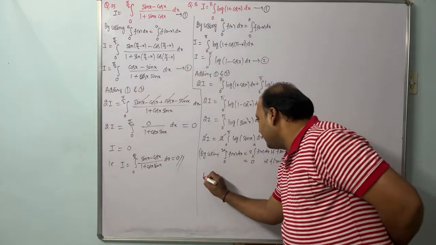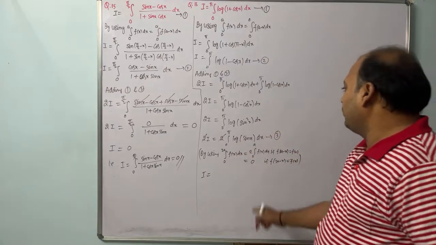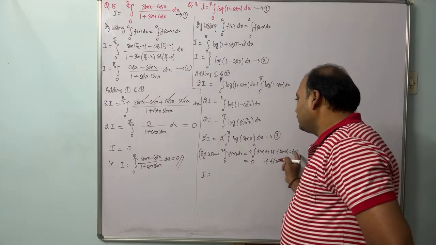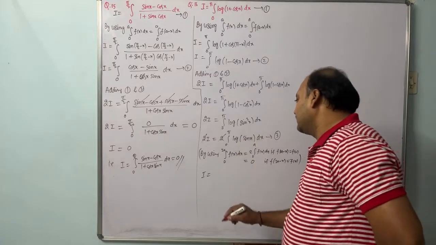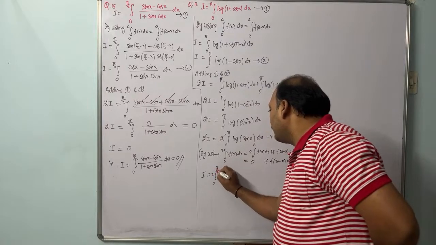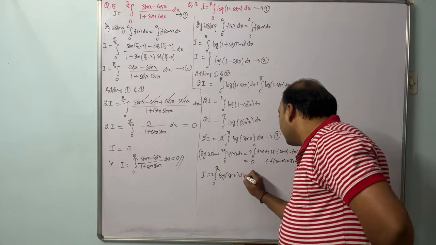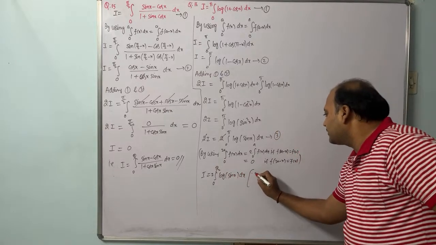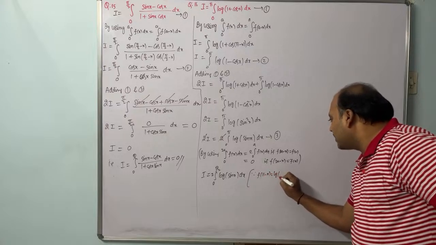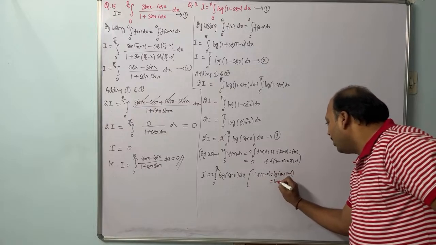So I am verifying that I equals log of sin x, the value will become f of x only. So log of sin of (pi minus x) is sin x. So it will become 2 times integral 0 to pi by 2 of log of sin x dx, since f of (pi minus x) equals log of sin (pi minus x), that is equal to log sin x.